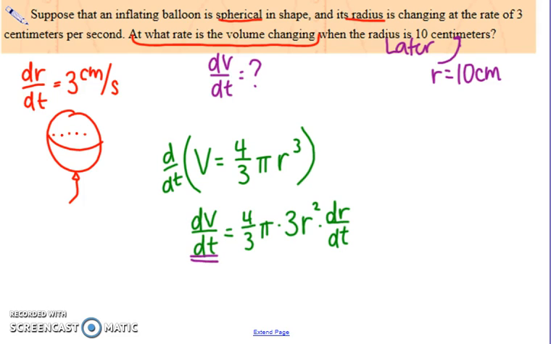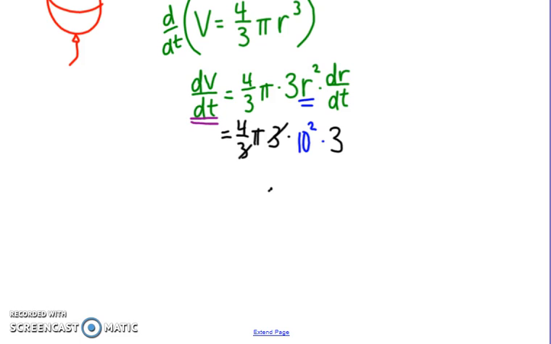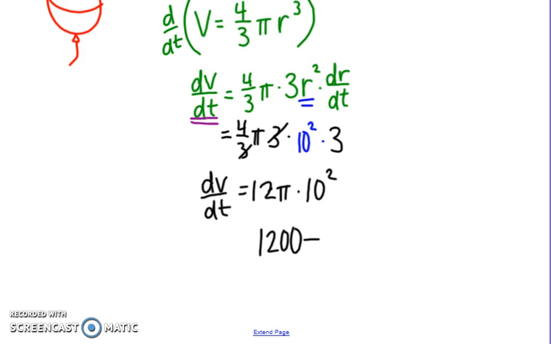Well, if we look now, dV/dt is what we wanted to find. We know that it's later, and r is going to be equal to 10. And we know that dr/dt was equal to 3 centimeters per second. So we still have our 4/3 and our pi equal to our variable that we're talking about. So those 3's are going to cancel. This is going to be 12 pi times 10 squared equals dV/dt. 10 squared is 100, so we're going to have 1200 pi dV/dt. And be careful with units.